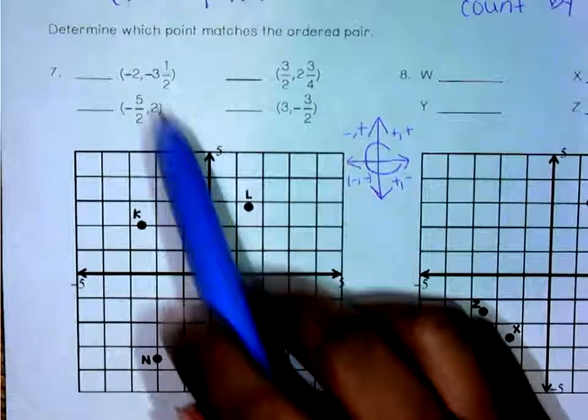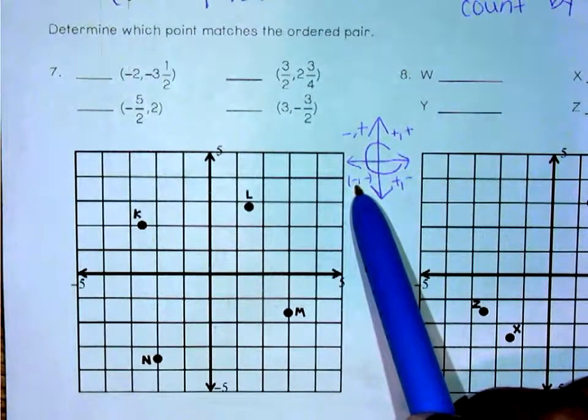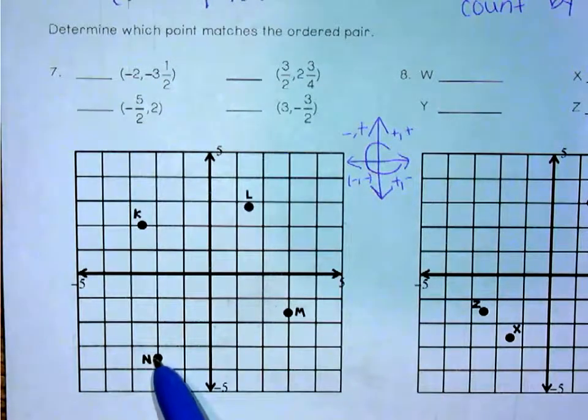Now I see that these two are both negative, so I know I'm looking at quadrant 3. All right. So I'm going to go to quadrant 3. And as you see, it's only one number. Okay. It's in.